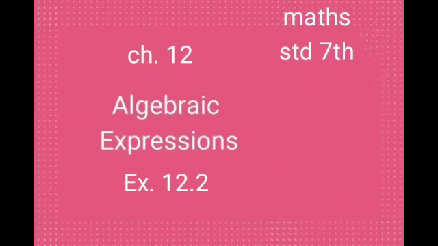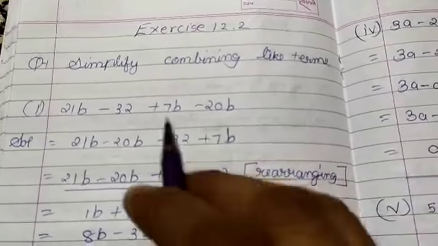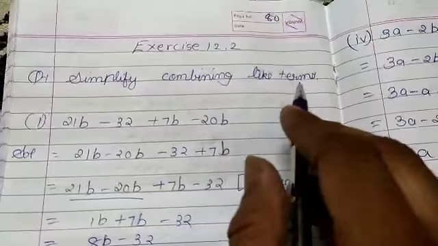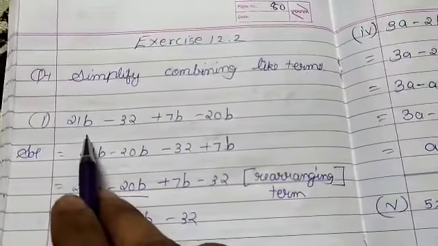In this video, we will do exercise 12.2 of chapter Algebraic Expression, Standard 7th. Let us start our exercise 12.2. Now, first question, simplify combining like terms. Now, dear student, here we have to simplify by combining the like terms.